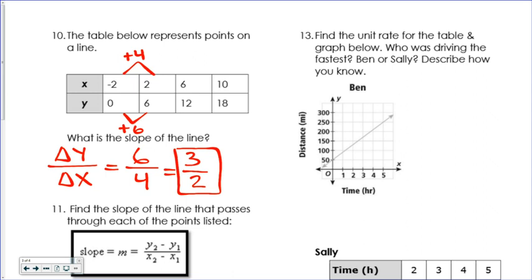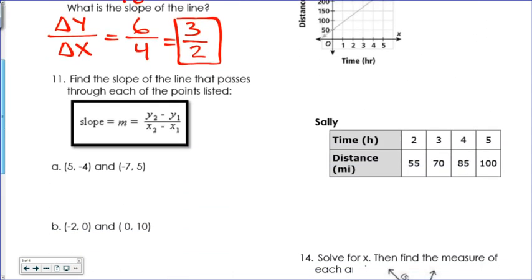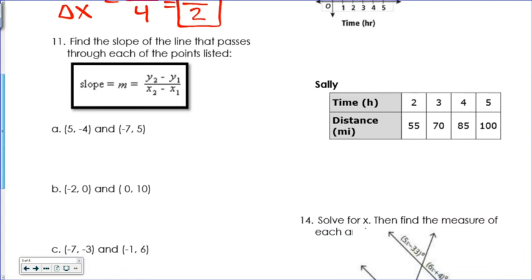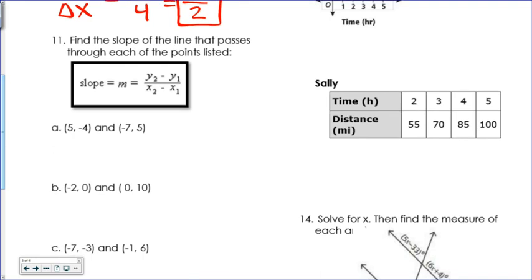All right, let's look at 11a. Find the slope of the line that passes through each of the points listed. And it gave you the formula. So let's order. This is my first ordered pair, this is my second ordered pair. It doesn't matter which one you pick. This becomes x1, y1, x2, y2. So all we have to do is substitute our values.